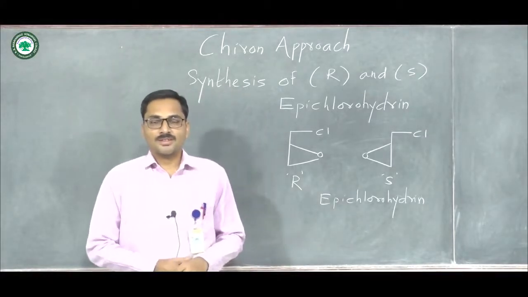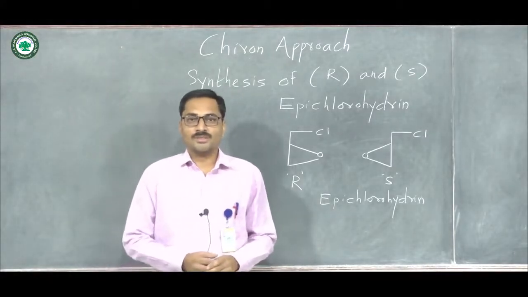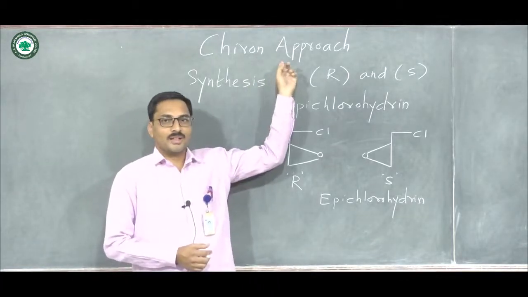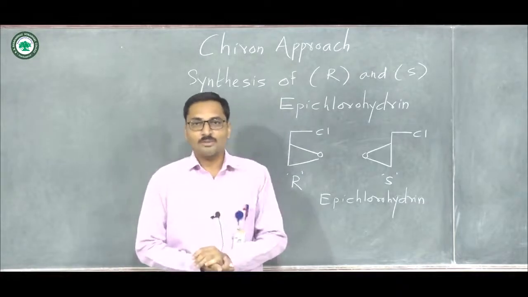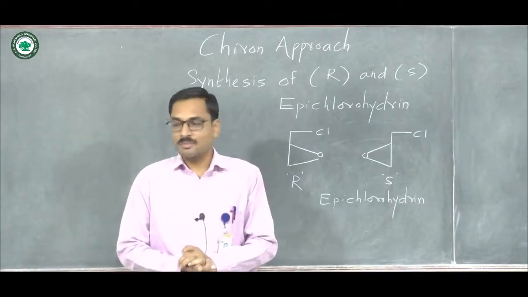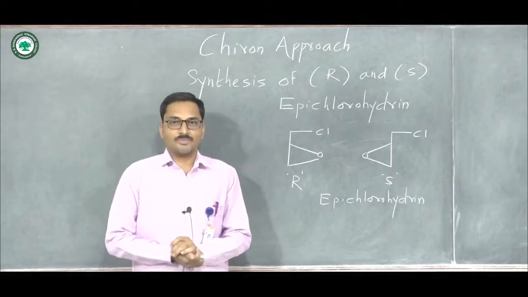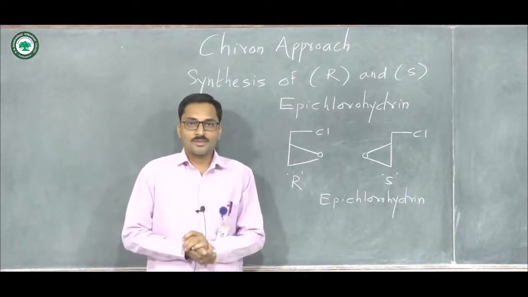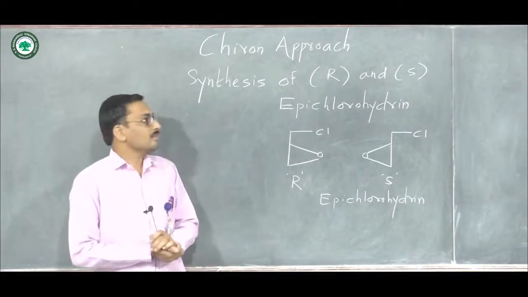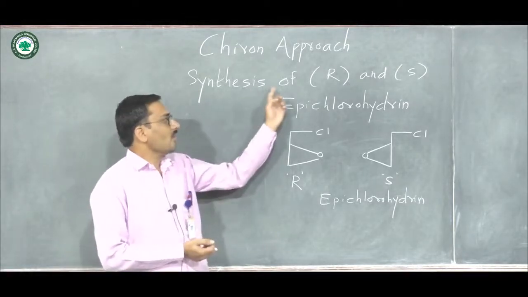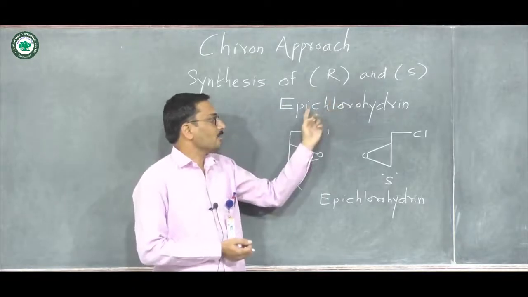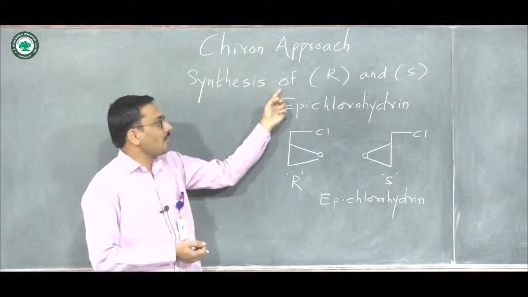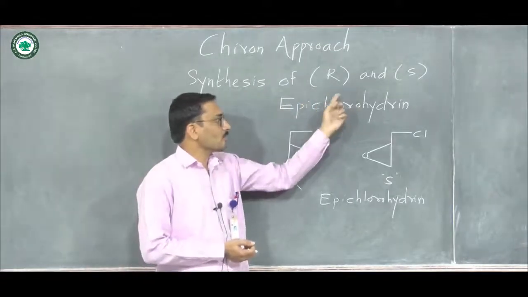In the previous lecture, we already started the concept of the Chiron approach. In that lecture, we learned the synthesis of S-propane-diol. In this lecture, we will begin with the synthesis of R and S epichlorohydrin.